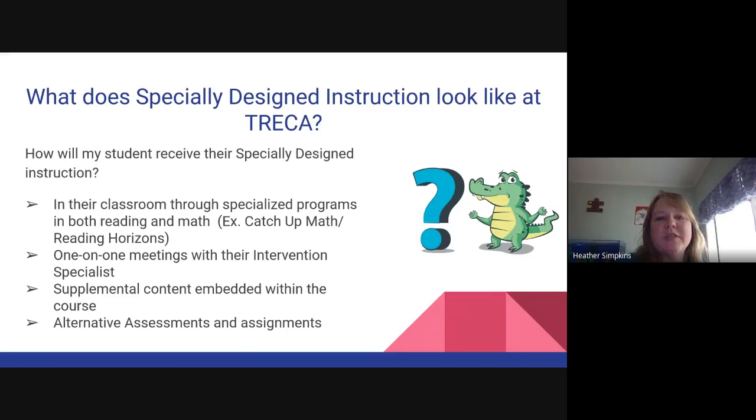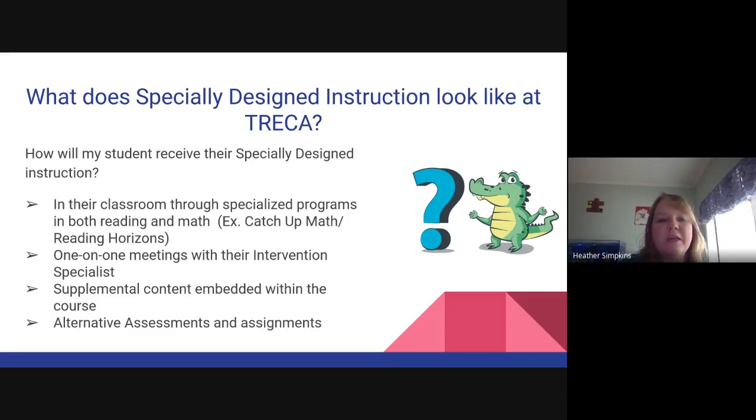So how do students receive specially designed instruction at TRECA? They receive instruction in their classroom through specialized programs. For example, we use Catch Up Math to help students with their math skills, and Reading Horizons as an example for reading. These are programs that are available to students that are on an IEP and have a need for these programs. They also may have one-on-one meetings with their intervention specialist.